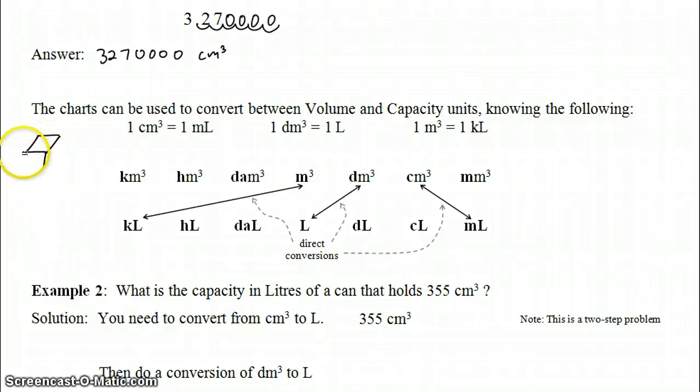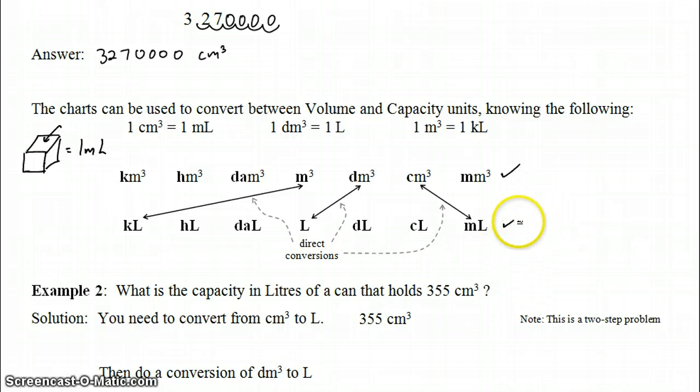A cubic centimeter is 1 centimeter by 1 centimeter by 1 centimeter. That's equal to 1 milliliter. I think that's about a teaspoon. Anyways, it's a liquid measure, okay, so you would think of how much liquid could fit inside of a cube like that. So we set up our regular volume chart, and we have another chart for capacity.